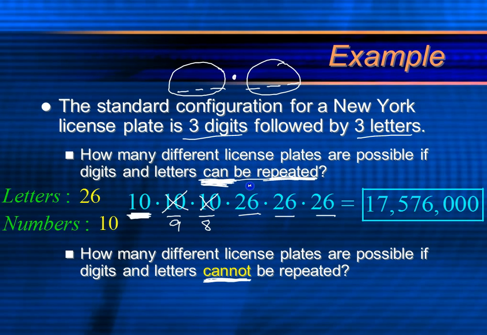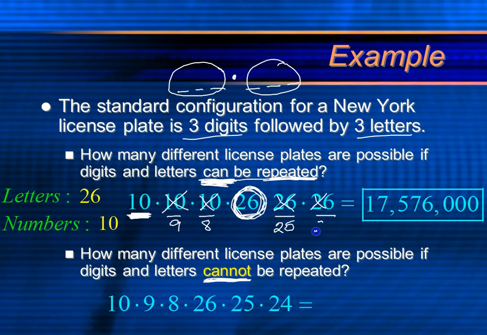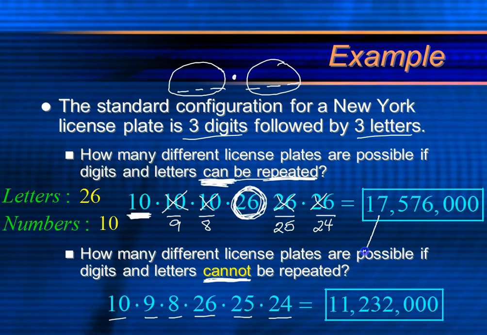Then when we go to our letters, how many letters can be in my first position? 26. But then we can't repeat. So how many letters will be in that second position? 25. How many letters in that last position? 24. So we have 10 times 9 times 8 for my 3 digits, 26, 25, 24 for my 3 letters since we cannot repeat. You multiply them out. We went from 17 million possibilities down to 232,000. Okay, so we drastically went down just by saying we can't repeat.